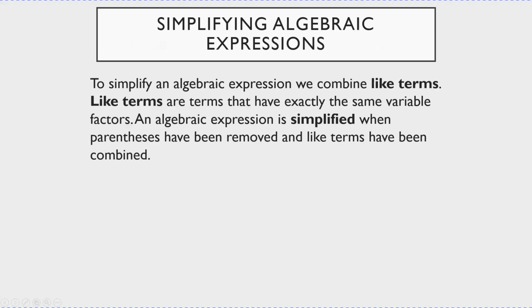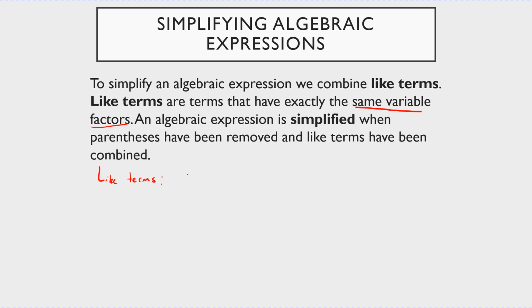Okay, so the process of this is simplify an algebraic expression. We combine, as I said, these like terms. Like terms are terms that have the same variable factors. Okay, exactly the same variable factors. And I'll explain that in a second. So an algebraic expression is fully simplified when the parentheses have been removed and the like terms have all been combined. Okay, so let me show you an example of like terms.